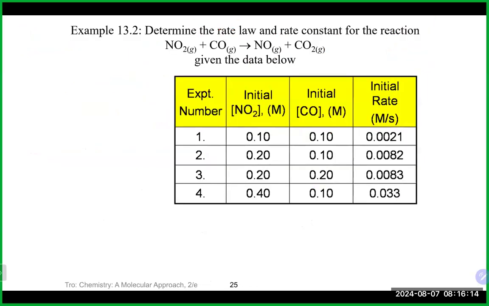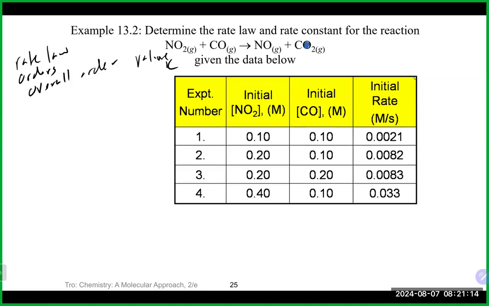All right, so we did a couple examples. Why don't we do a couple more here just to make sure? So let's try this one here. What is the rate law? What are the orders, the overall order, and what is the value of K? Okay, so let's take a look.